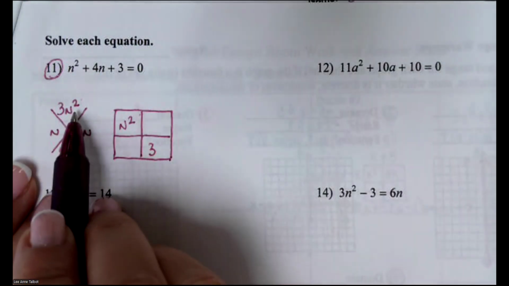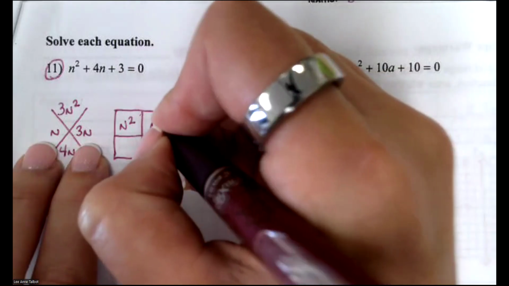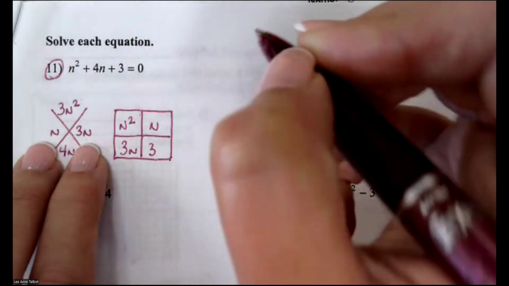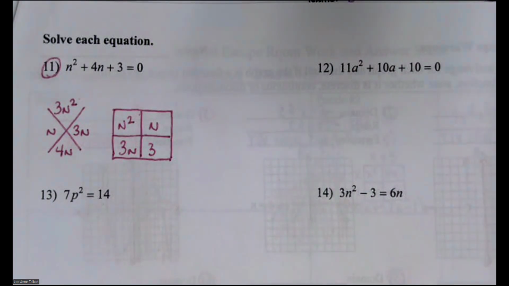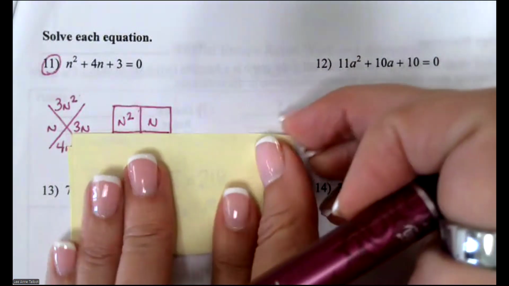N times 3n is 3n squared. N plus 3n is 4n. And I'm going to take both of these and put them in the empty spots in the box. Does it matter where I put them, in what order? No. I'm going to get the same answer in the end, no matter what. Okay. Now, I like to do this with a Post-it. I think I told you guys. So I'll take a Post-it and I'll just narrow my focus down to the top two boxes.